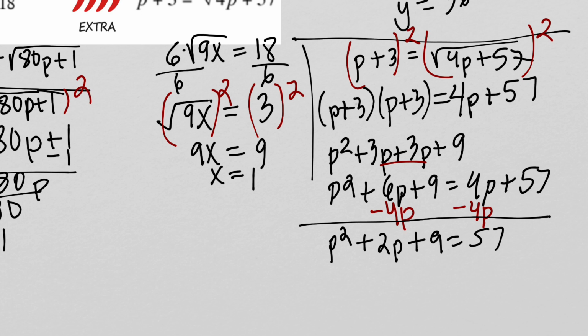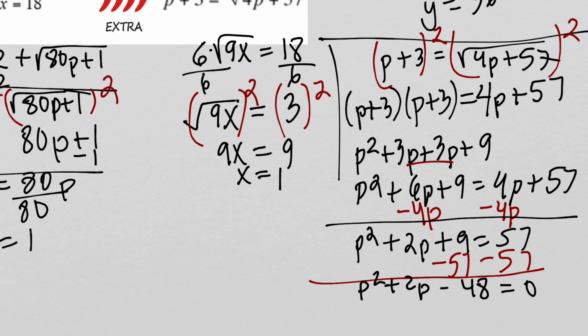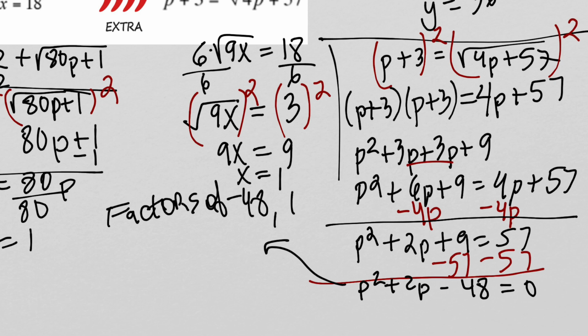Then I'm going to subtract 57. Okay, and I get p to the second plus 2p minus 48 equals 0. So this is an equation that I need to solve for p. So I'm going to factor this trinomial. This is the one where you're looking for the factors of negative 48 that add up to positive 2.